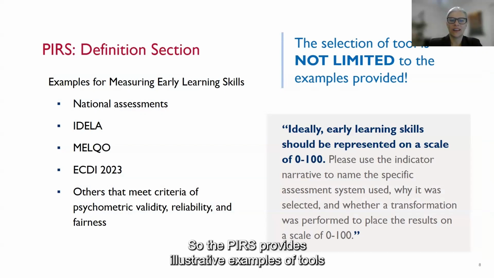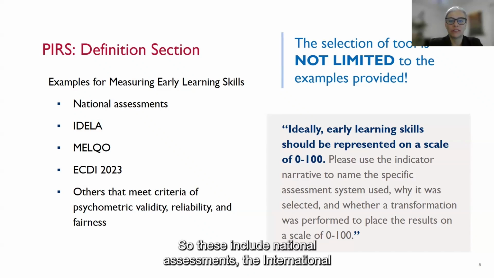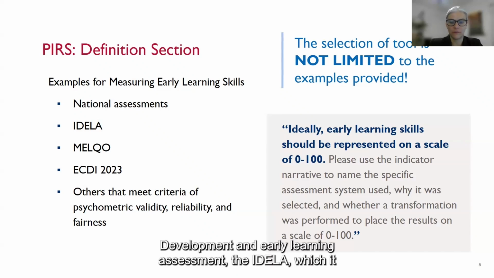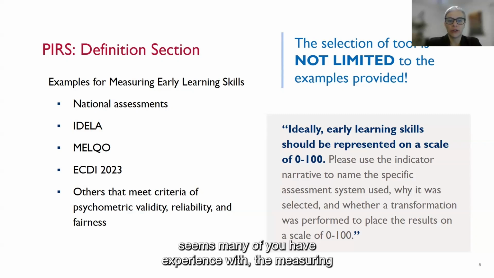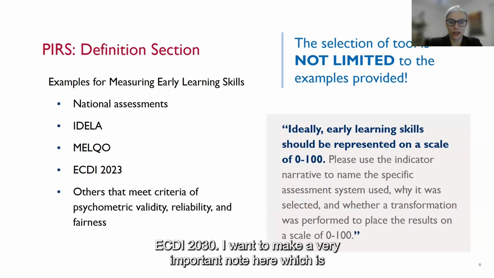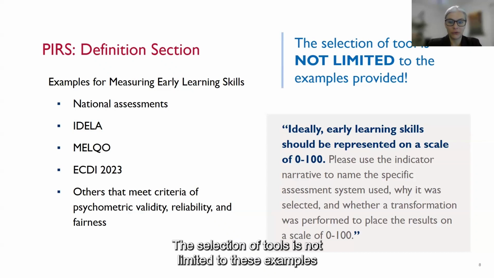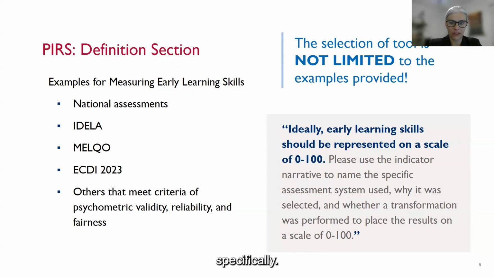Okay, so the PEERS provides illustrative examples of tools that meet the selection guidance we just described. So these include national assessments, the International Development and Early Learning Assessment, the IDELA, which it seems many of you have experience with, the Measuring Early Learning Quality and Outcomes tool, or the MELQO, or the Early Child Development Index, ECDI 2030. I want to make a very important note here, which is that the PEERS does not prescribe any specific tool for pre-primary measurement. The selection of tools is not limited to these examples specifically.